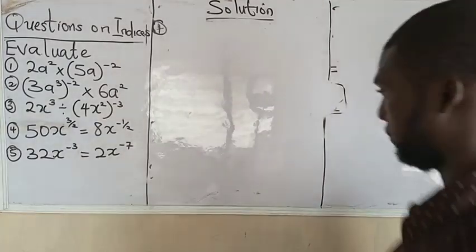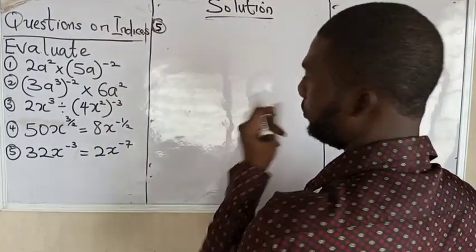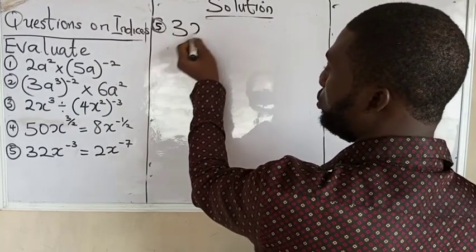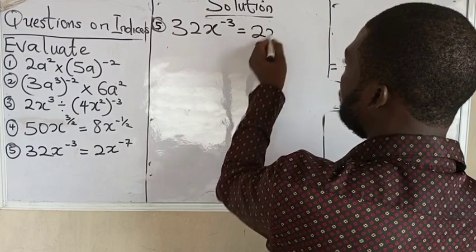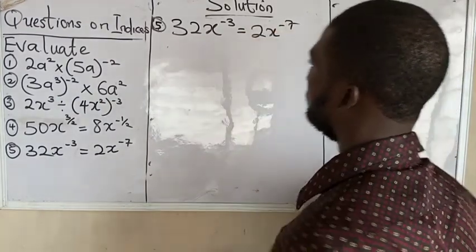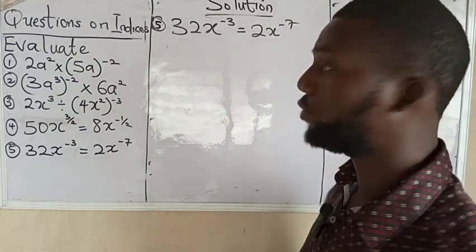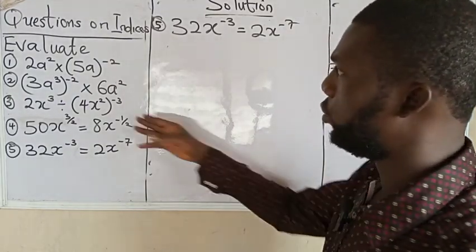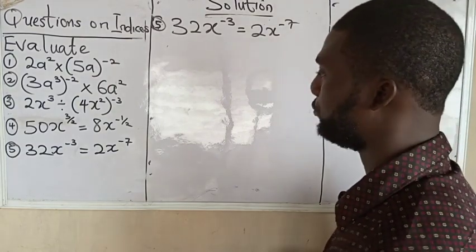So the fifth question, we have 32x raised to power minus 3 equals 2x raised to power minus 7. The way we did number 4, that's how we are going to do number 5.